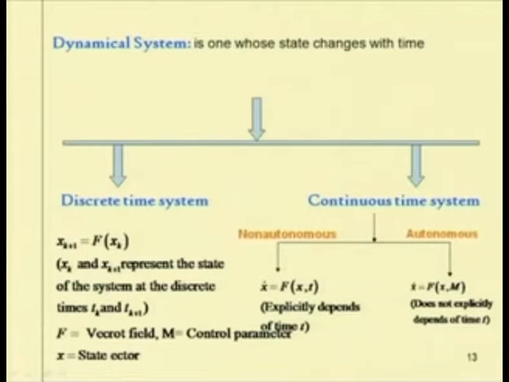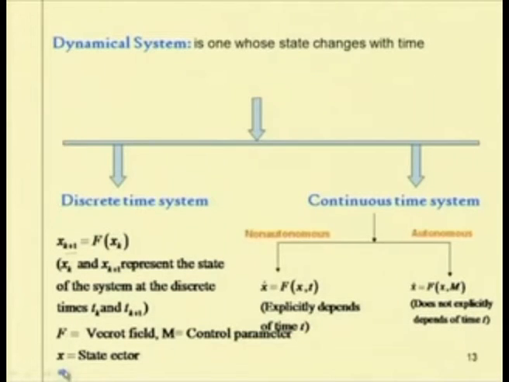So we have divided the dynamical system into discrete time system and continuous time system. In case of the discrete time system, we are finding the system response at k plus 1th time as a function of kth time. And in case of the continuous system, we are dividing this into autonomous and non-autonomous system. In case of non-autonomous system, x dot depends explicitly on the time parameter, and in case of autonomous system, it does not depend explicitly on time.